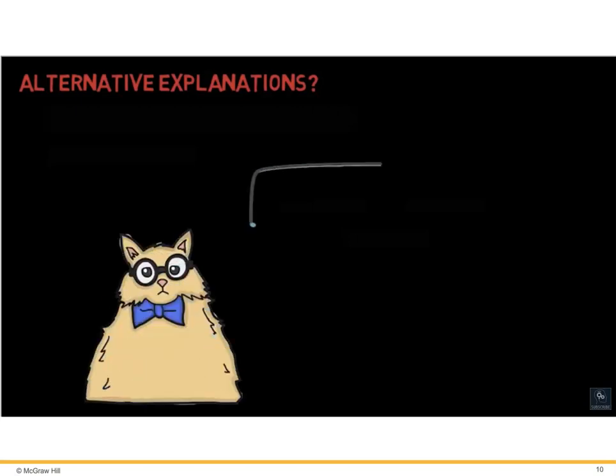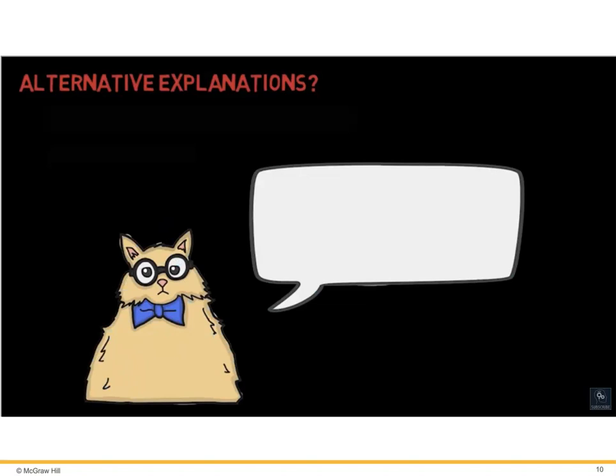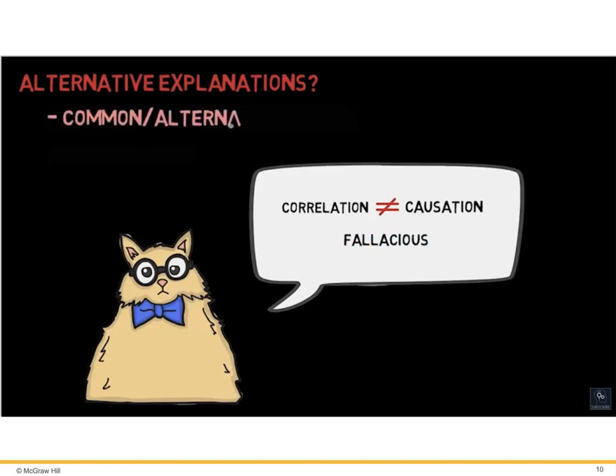So it's fallacious to conclude from only the fact that two states are positively or negatively correlated that one causes the other, because there may be another cause that explains the outcome. It may be that there's a common cause for both of the events, or that there's an alternative cause altogether. On the other hand, the correlation might just simply be a coincidence.